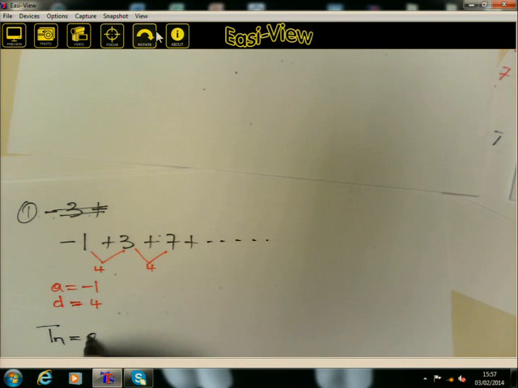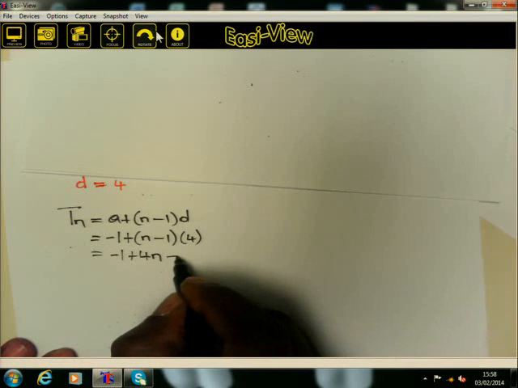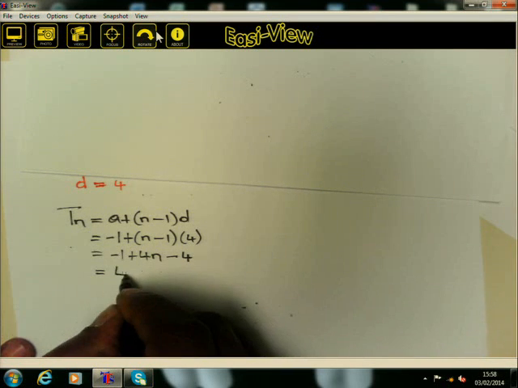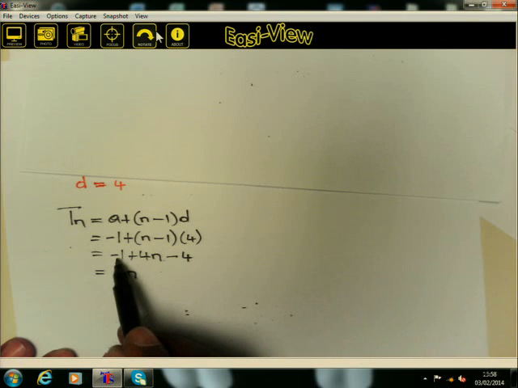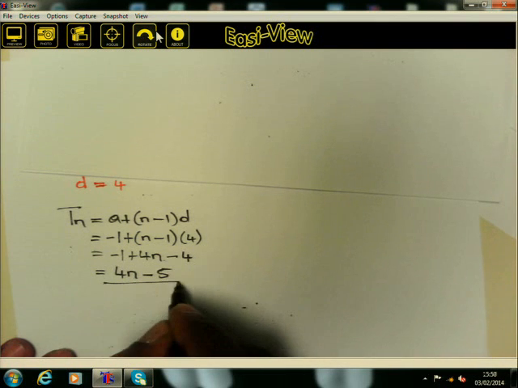Tn is equal to a plus n minus 1 multiplied by d. Let's find the general term. A is minus 1, added to n minus 1. The difference is 4, so we multiply by 4 there. Then we have negative 1 plus 4 multiplied by n, and 4 multiplied by negative 1 is going to be minus 4. To simplify it further, we're going to have 4n there. These are two negatives. Negative 1, negative 4 is nothing else but negative 5. Here is our general term.